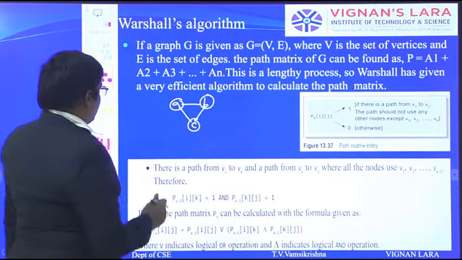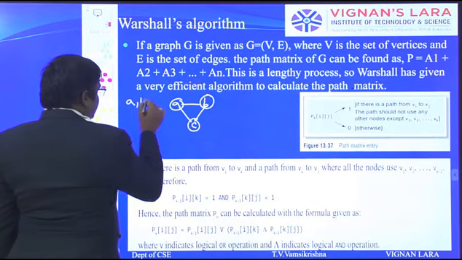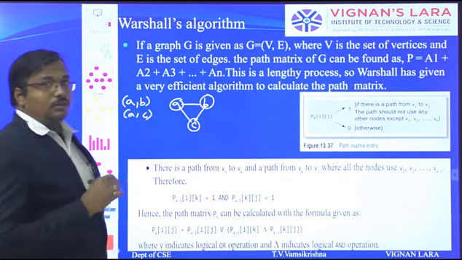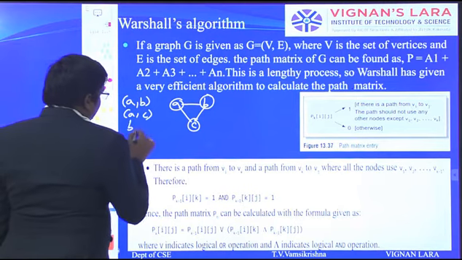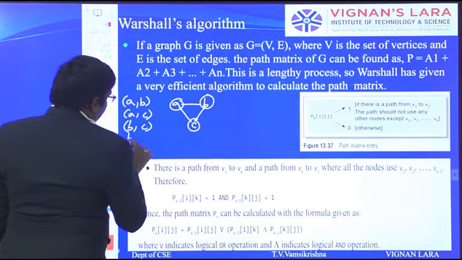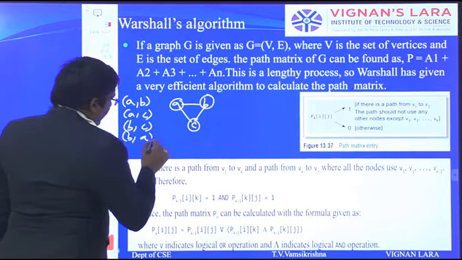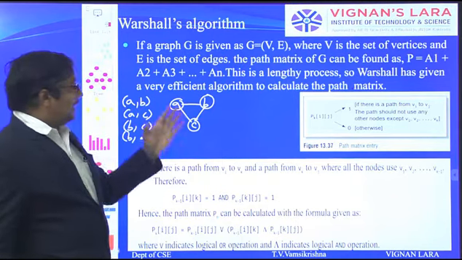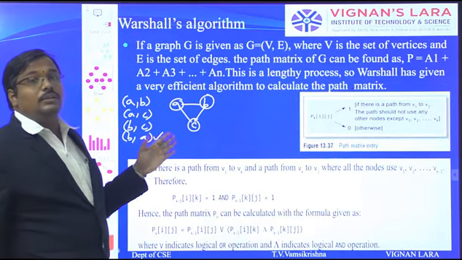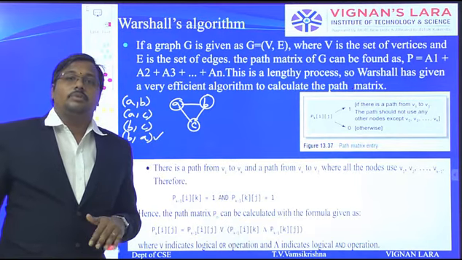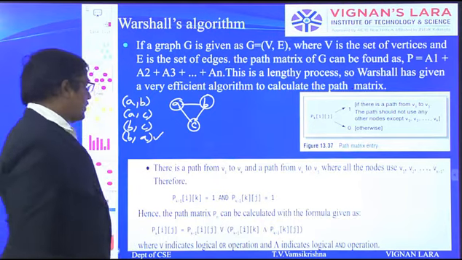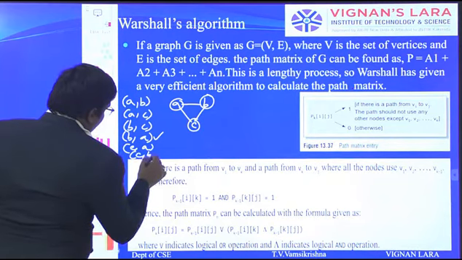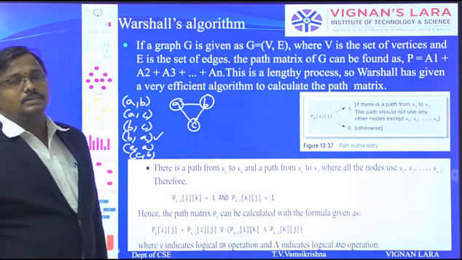All pair means: what is the shortest distance from A to B, what is the shortest distance from A to C. Similarly, what is the shortest distance from B to C, and from B to A. It is a directed graph, so we calculate A to B and B to A separately. Next, C to A, C to B. So this is what all pair shortest path algorithm means.